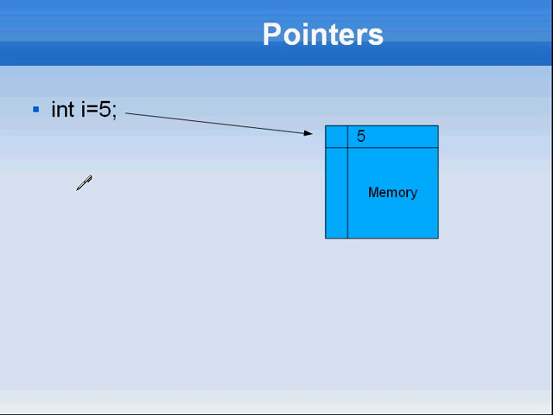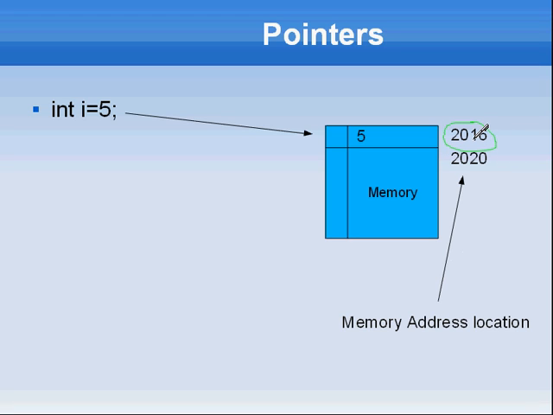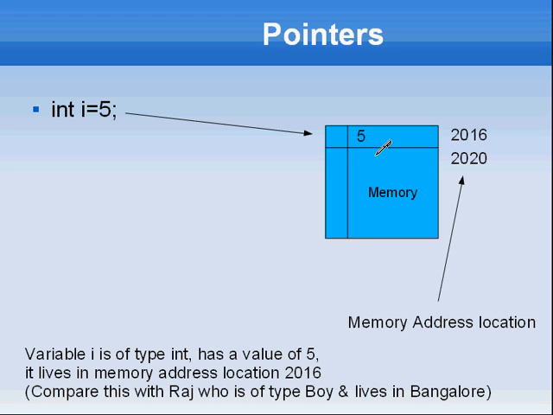If you declare int i equal to 5, there's a memory region allocated, and here is the memory map where a particular address has been selected. 2016 is the address in the memory where the value 5 is stored. The variable i is of type int, and it has a value of 5. It lives in the memory address 2016 in this example. Same as Raj, who is a boy who lives in Bangalore. No different than that.